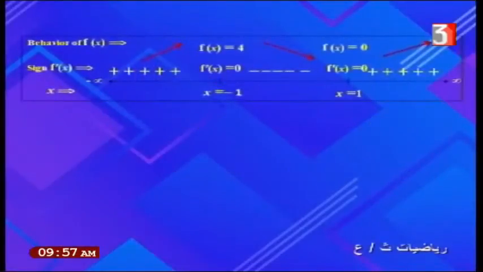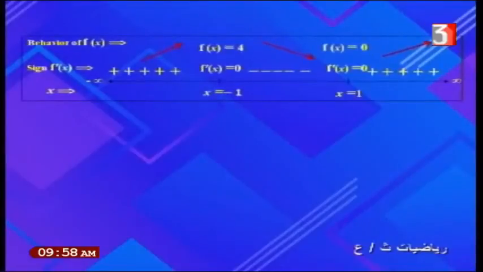The number line determines the intervals of increasing and decreasing. We have increasing in the open interval negative infinity and negative 1, and decreasing in the open interval negative 1 and positive 1, and the function is increasing on the open interval 1 and infinity.